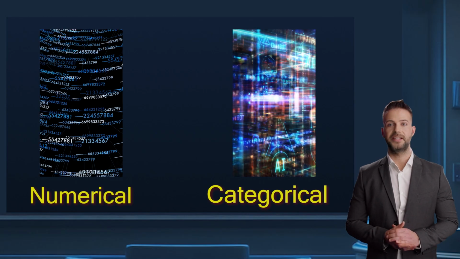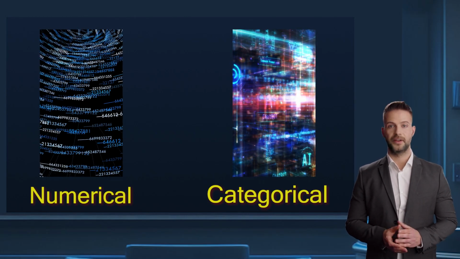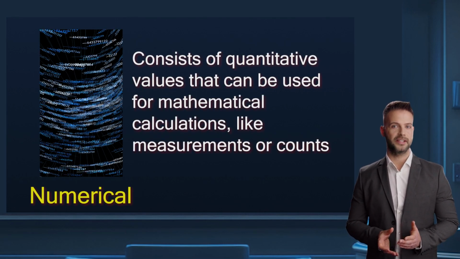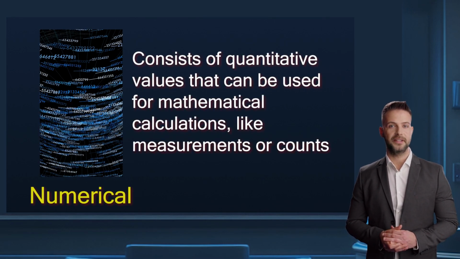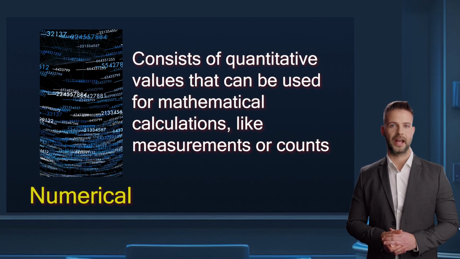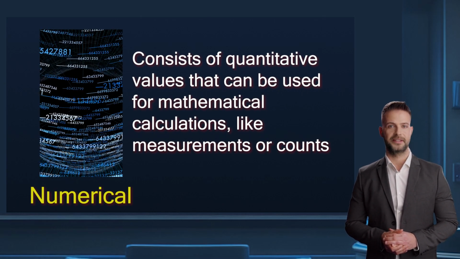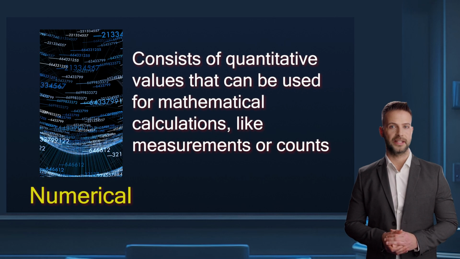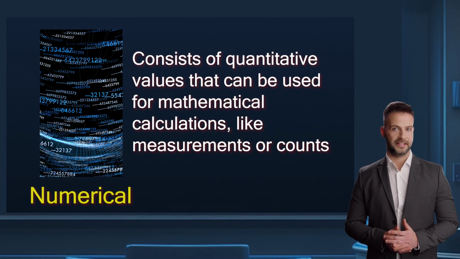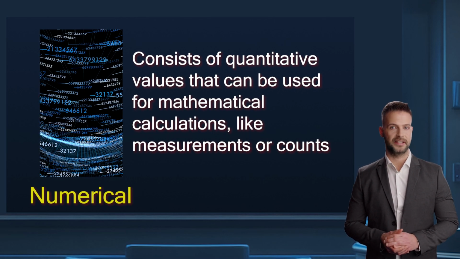Now that we've established the importance of data, let's discuss the different types of data we encounter in machine learning. These are numerical and categorical data. In machine learning, numerical data obviously refers to data that is represented by numbers. This means it consists of quantitative values that can be used for mathematical calculations like measurements or counts. It allows for analysis through arithmetic operations like addition, subtraction, and more. Essentially, any data point that can be expressed as a number is considered numerical data.